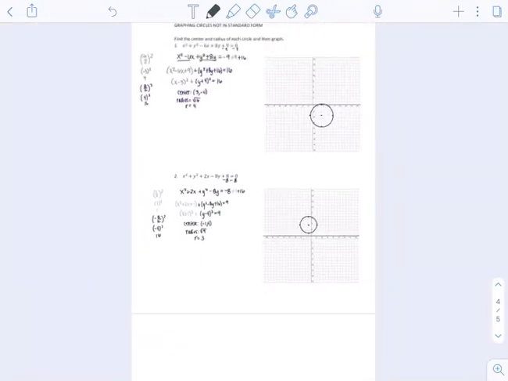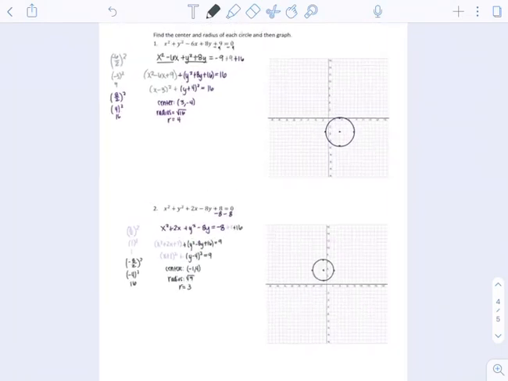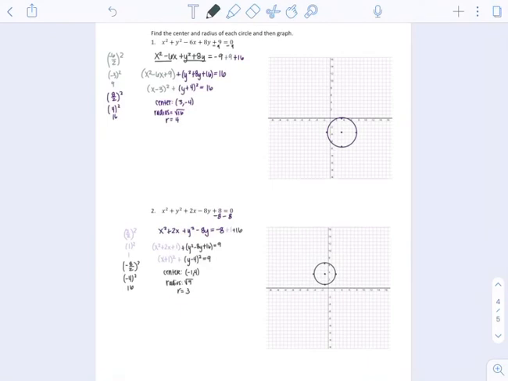Okay, and that's it. So graphing circles, I honestly believe, is a little bit easier than parabolas, and it's pretty quick. The trickiest part is probably these last two, but you guys will get the hang of it. And that's it for graphing circles.